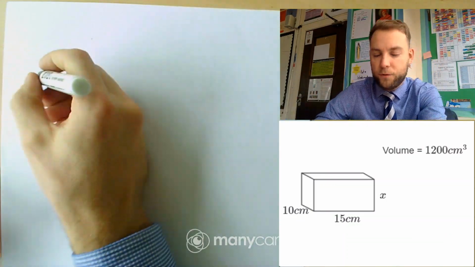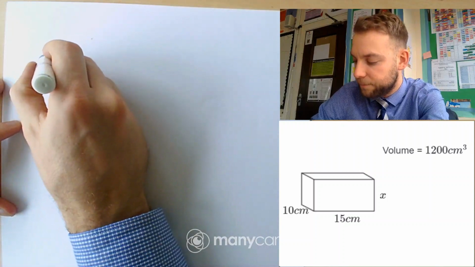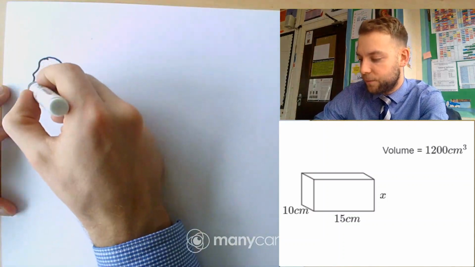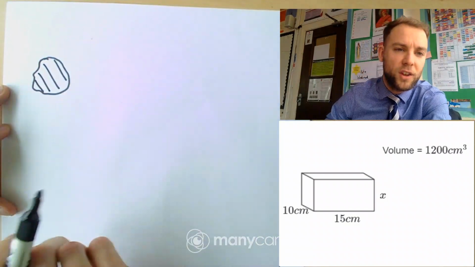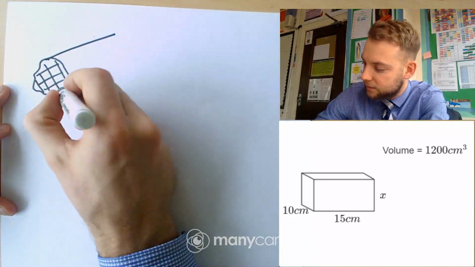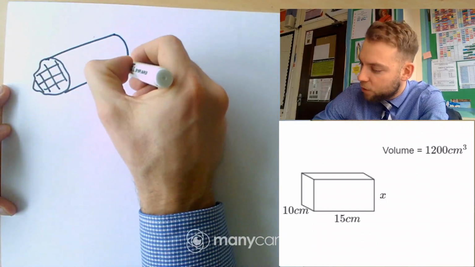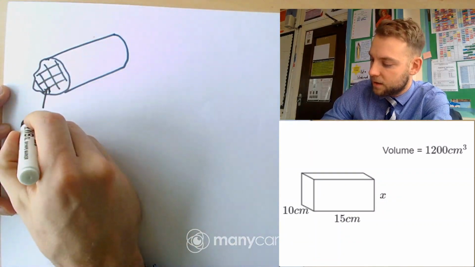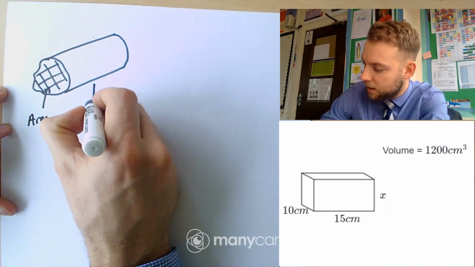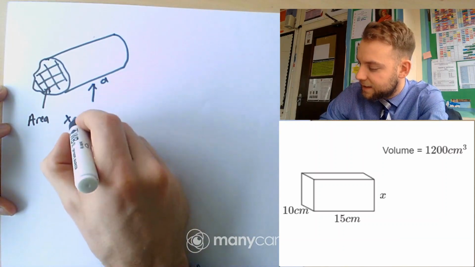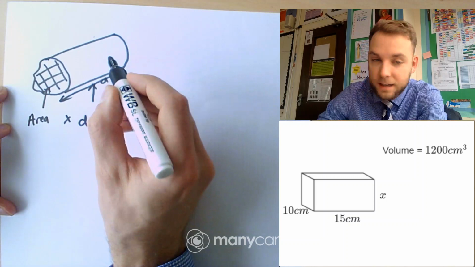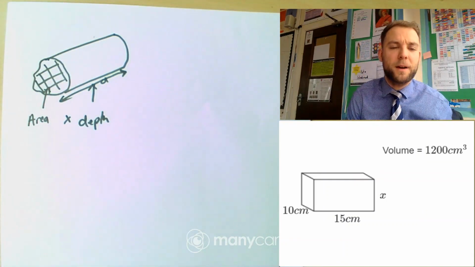We've just been talking about yesterday the fact that if we want to find the volume of a prism, we have the cross-section here, which is the front, and it's always the area of this cross-section times by this depth here. It's the area of the cross-section times by the depth.